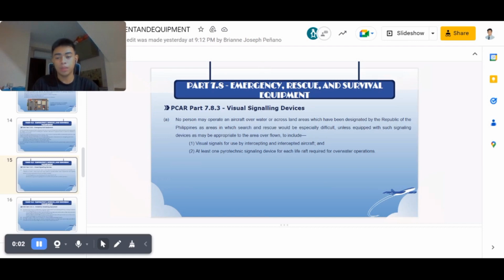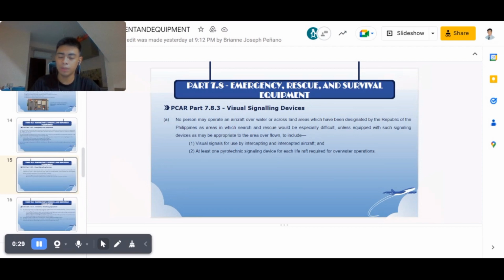The CAR part 7.8.3 talks about visual signaling devices. Basically, ito yung ginagamit sa mga emergency search and rescue, lalo na pag sa tubig. Nakasaad dito na no person may operate an aircraft over water or across land areas which have been designated by the Republic of the Philippines kung wala itong visual signaling devices. Ngayon bakit? Kasi syempre kapag wala tayong visual signal devices sa ating aeroplano, mas magiging mahirap ang search and rescue.